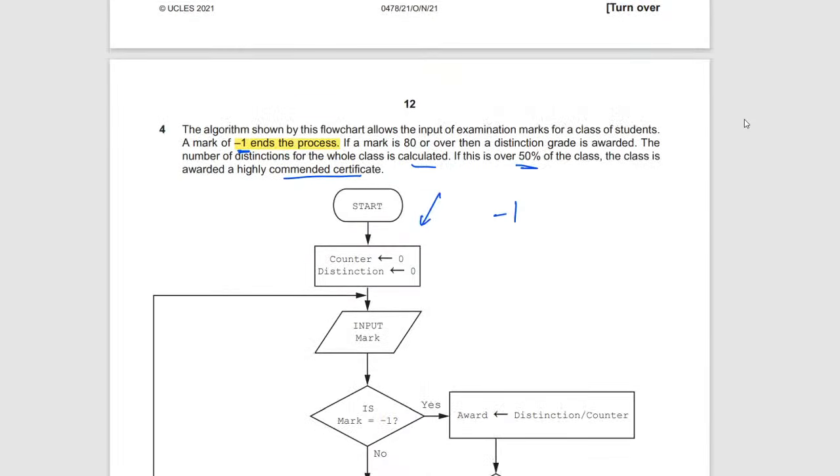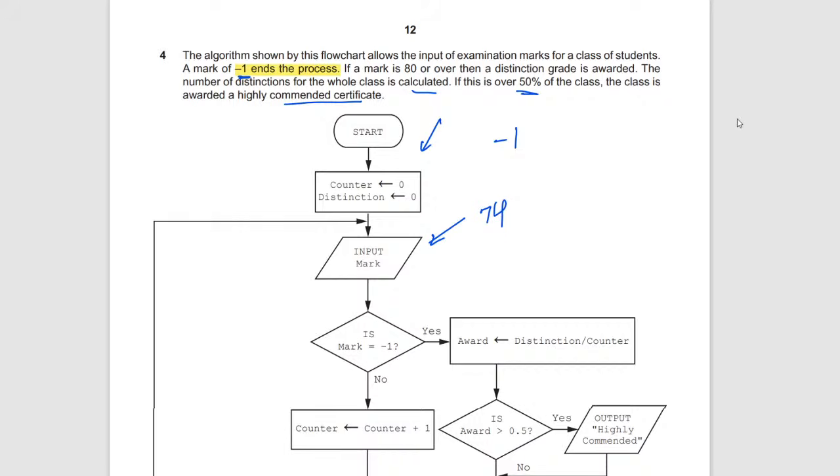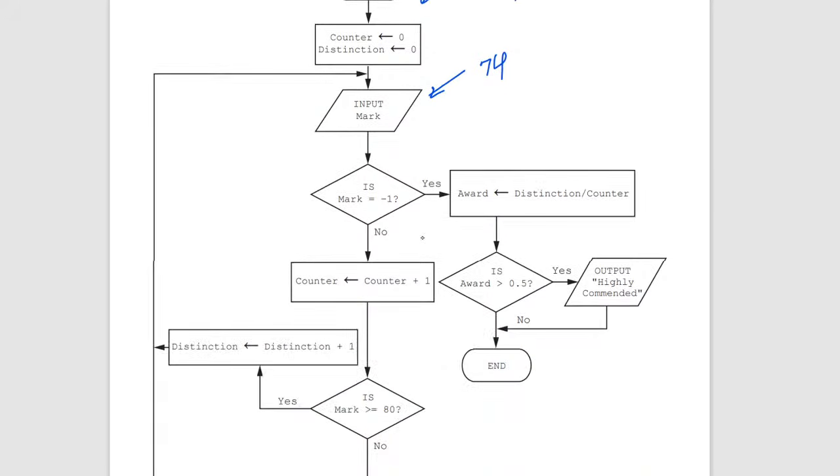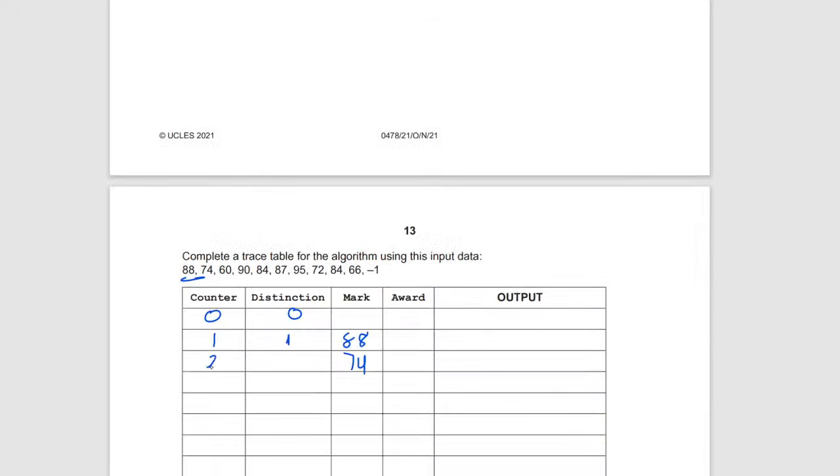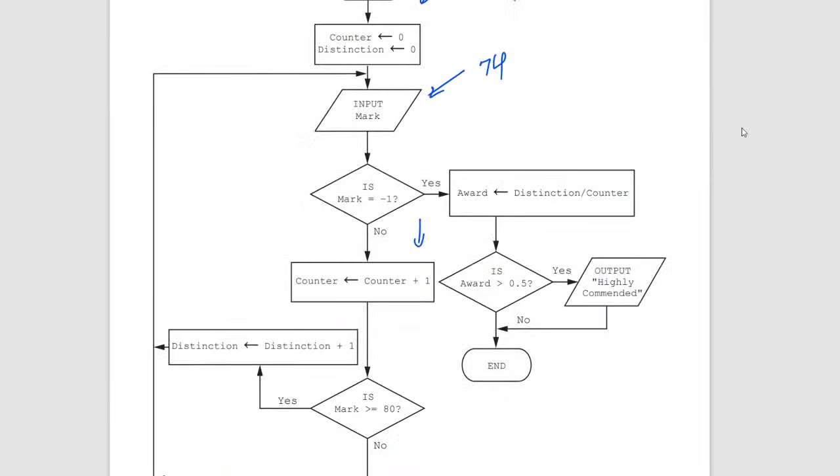Okay, the next input is 74. So we say here input 74. This 74 is not -1, so you go down, counter plus 1, so counter will become 2 now. And then distinction. Okay, we go down.